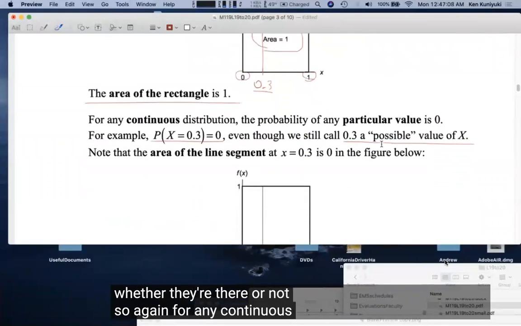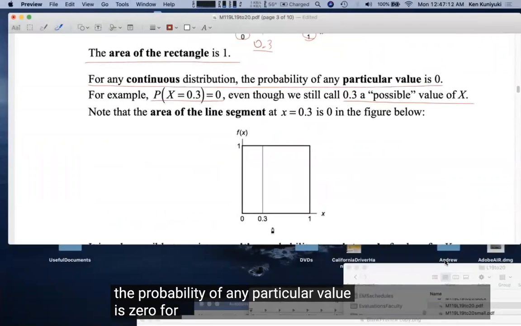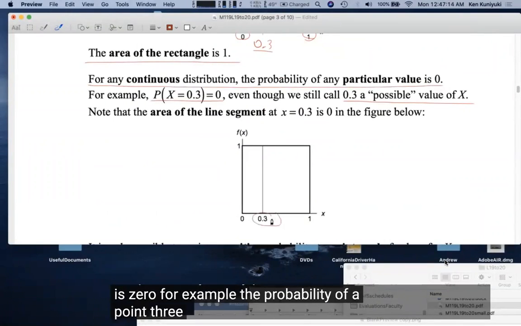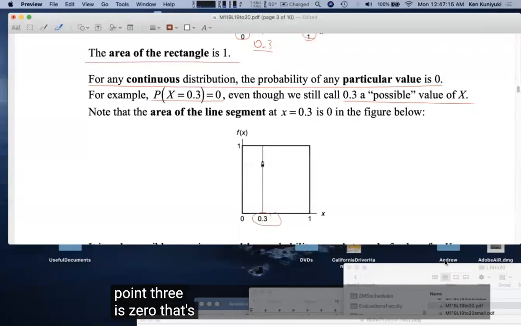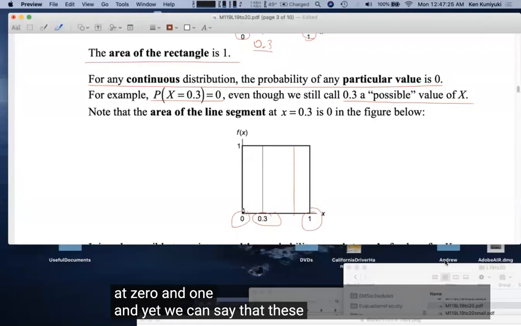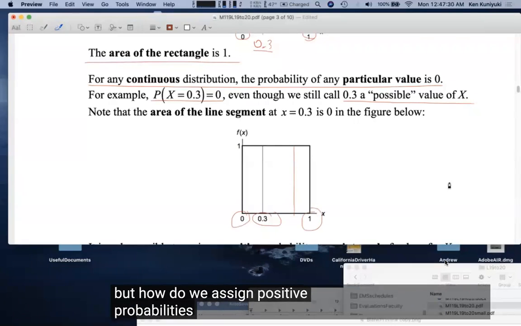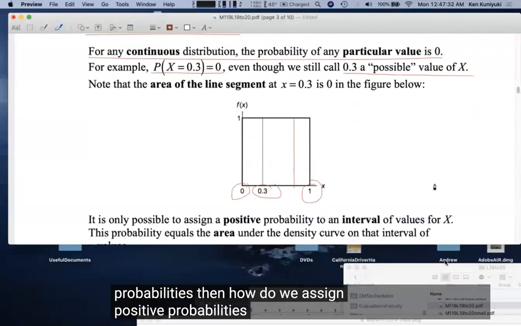So again, for any continuous distribution, the probability of any particular value is 0. For example, the probability of a 0.3 is 0. That's the area of this line segment. In fact, it's the area of any line segment, including the ones at 0 and 1. And yet, we can say that these various values are possible. But how do we assign positive probabilities then?